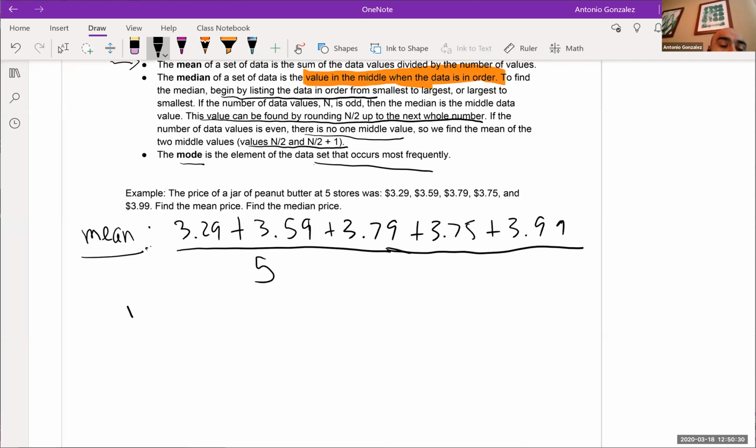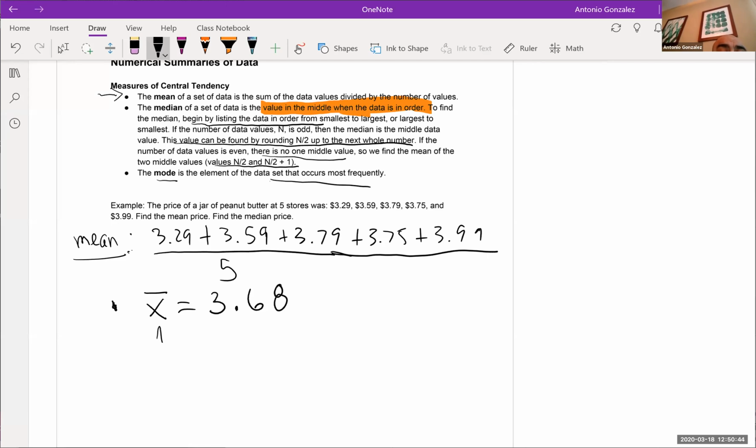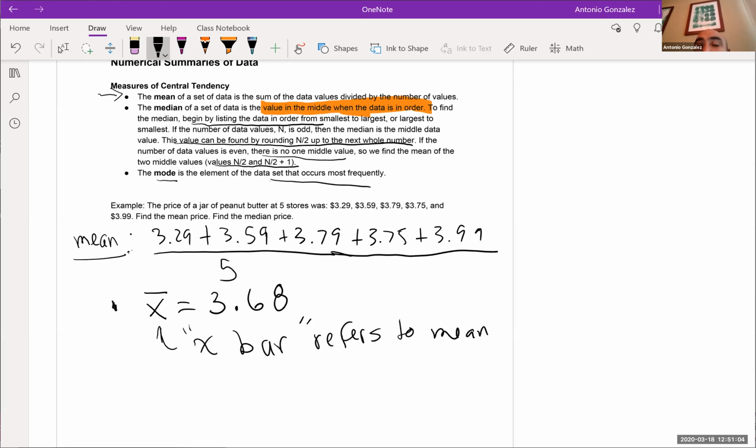So the mean is 3.68. Now, one thing to notice here is I use this notation called x bar. X bar is used to refer to the mean. Okay, so that is how we would find the mean. Any questions on this? On the first part, on finding the mean?